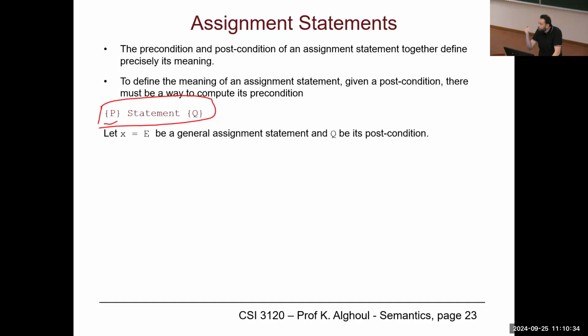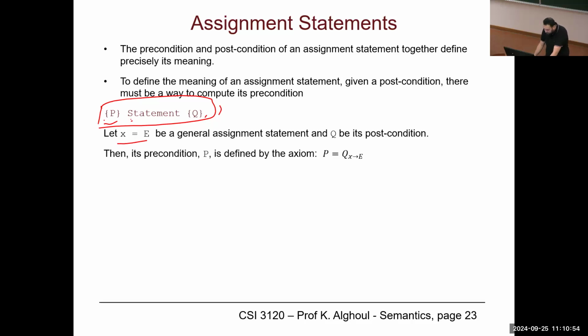Okay. So the assignment statement should always look like this. P represents the precondition, Q represents the postcondition, and then we'll have the statement. Whenever we see these brackets before the statement, that means this is the precondition. I don't have to tell you that this is the precondition, because the one before the statement is always the precondition. And then we always assume X equals E.